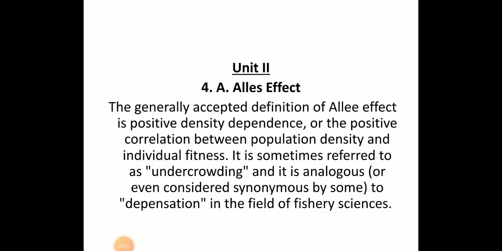So in Unit 2 the first question is Allee's effect. Allee's effect is nothing but density dependence. What happens in the population? They are mainly correlated between the population densities and individual fitness. So if the organism is the fittest, then only it will survive in the population. That is explained in Allee's effect.